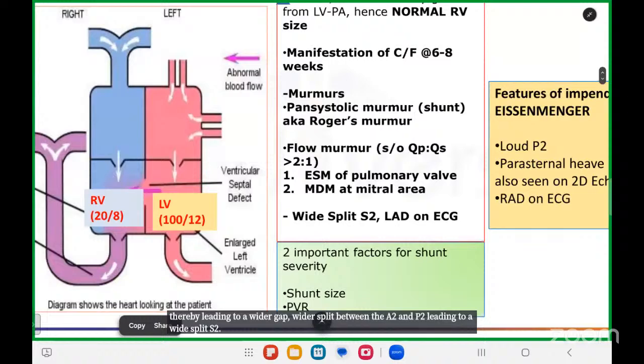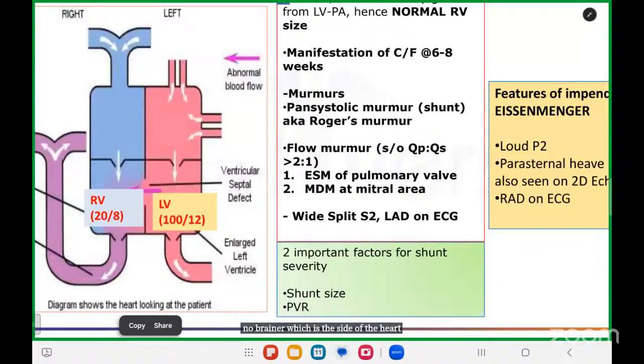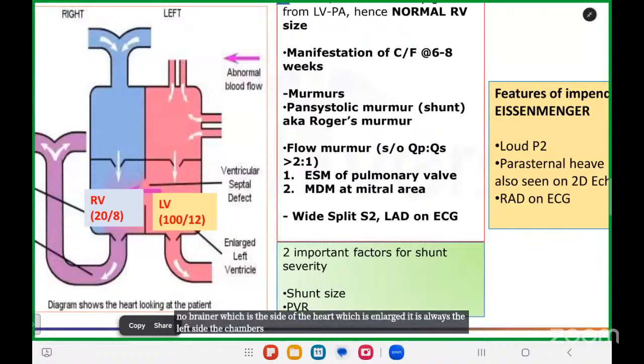No brainer, which is the side of the heart which is enlarged? It is always the left-sided chambers which are going to get enlarged because of the bulk of the circulation from the lungs that will come into the left side through the pulmonary veins. So the ECG will strictly show me a left axis deviation.